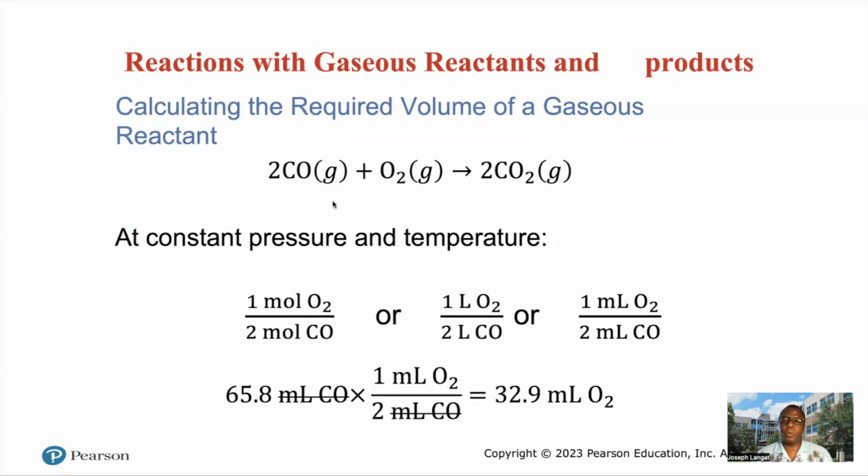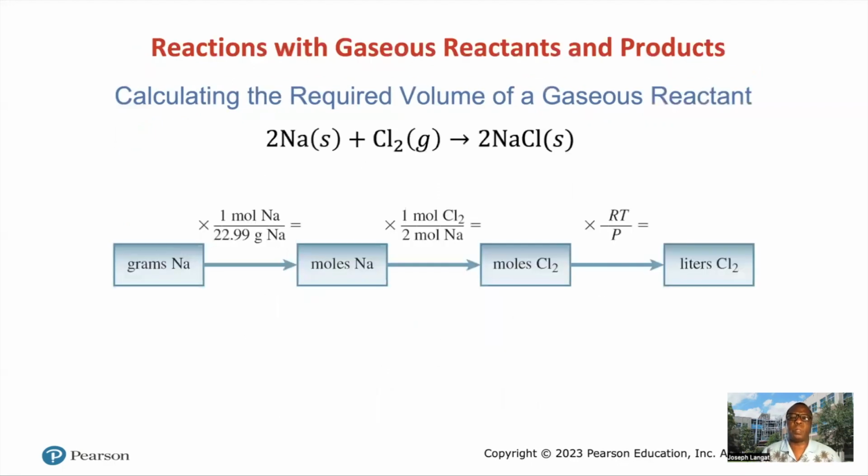All right, depending on what you are looking for, it could be in milliliters of your gas sample, but we can use the stoichiometry to find out. For example, how many liters of oxygen will be consumed if you have 65.8 mL of CO2? This is how much will be consumed.